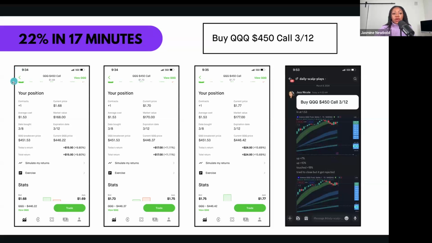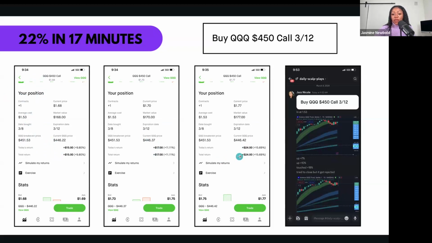So it's 9:34 a.m. at this point. I'm up 9%, which is $15 because I only paid $153 for this. So I'm up 9%, been in this for 2 minutes. Okay. Same minute, I'm up 11%.